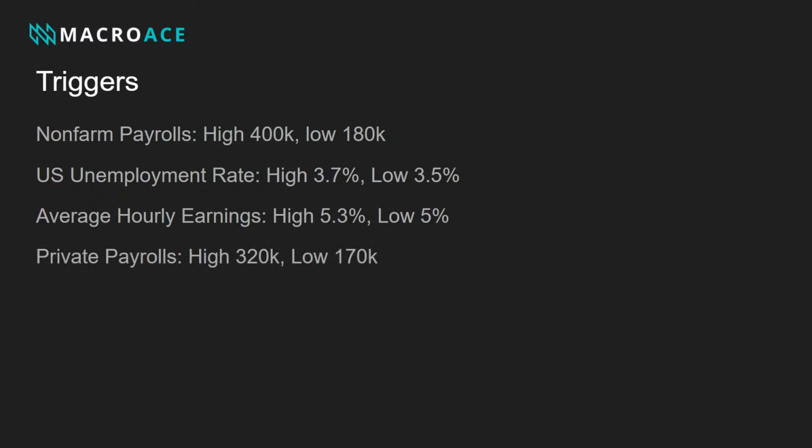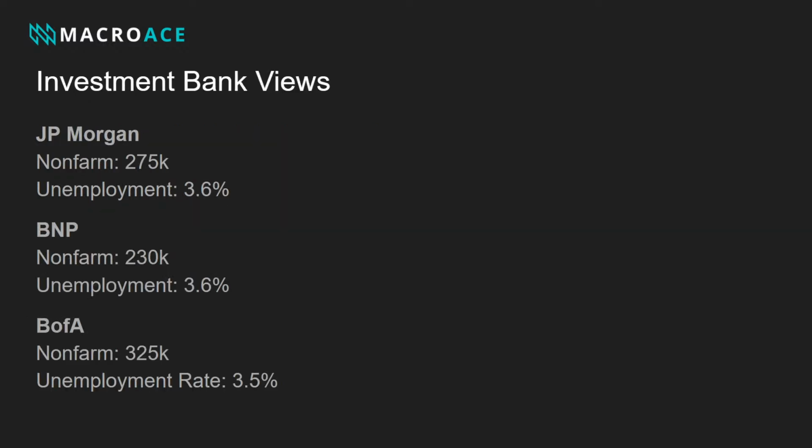Then for private payrolls, a high estimate of 320k with a low of 170k. Okay, so how do investment banks view them? Where do they see non-farm payroll figures coming in? JP Morgan sees 275k with the unemployment rate at 3.6%. BNP Paribas sees 230k with the unemployment rate remaining unchanged. Bank of America sees 325k with the unemployment rate ticking down by 0.1%.